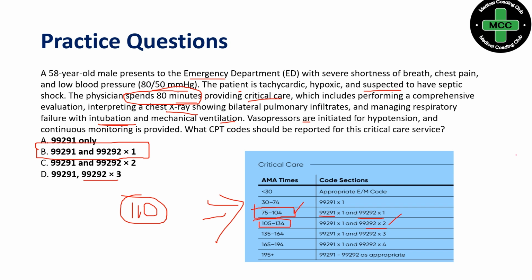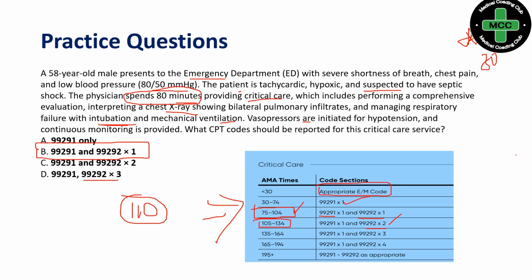Likewise, in the critical care service, the first thing that you have to check is timing criteria. You should get more than 30 minutes. More than 30 minutes only is eligible for critical care. If it is less than 30 minutes, code the appropriate E&M code. That means wherever the patient is seen, that particular code we have to code, not a critical care code.